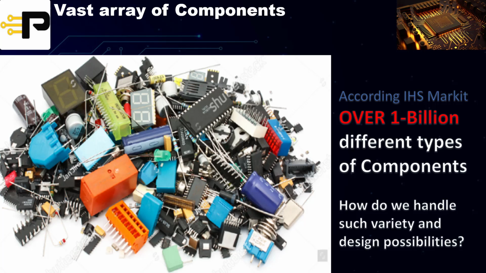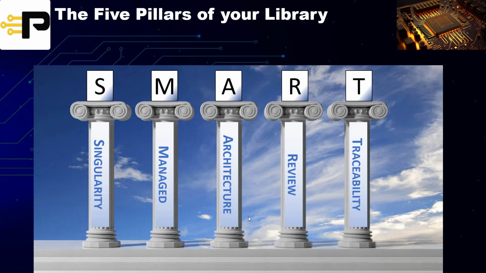So how do we handle such variety and design possibilities? Let's look at it this way. If I took a truckload of components and dumped them in the middle of the gymnasium floor, and said, okay, here, organize these. What's amazing about this, even though there are 1 billion components available, there's a uniqueness about them, and that is the fact that there are 5 pillars of your library.